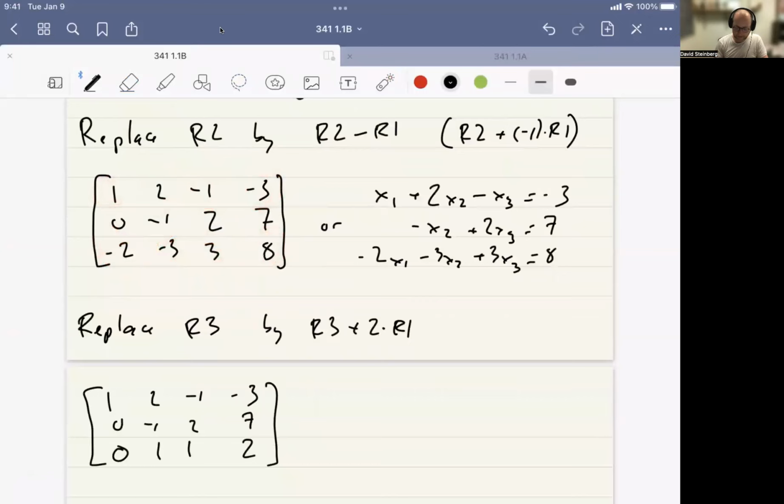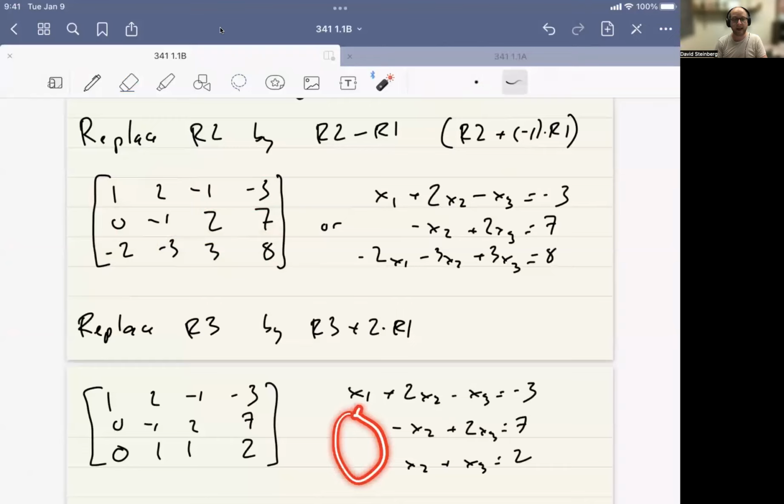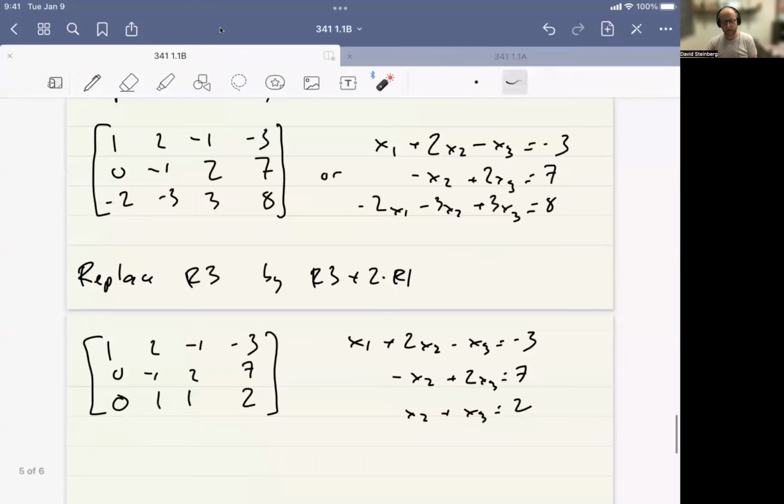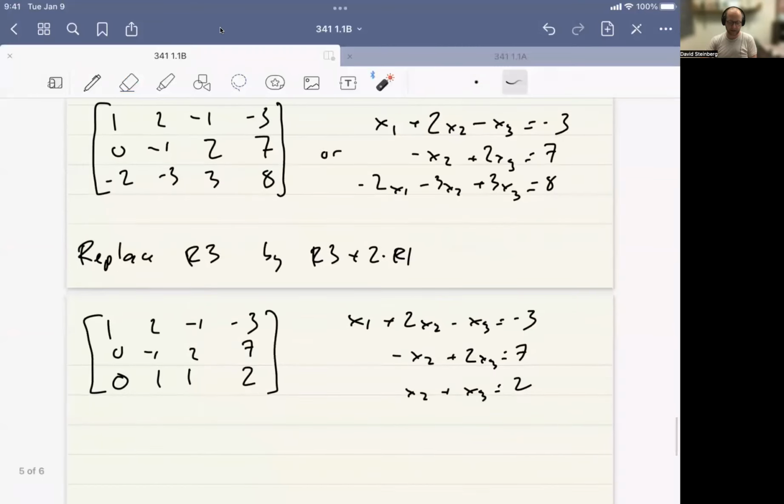Okay, or if you like, the corresponding linear system is x1 plus 2x2 minus x3 is -3. Now we've got minus x2 plus 2x3 is 7. Here we've got x2 plus x3 is 2. And notice that we've succeeded in eliminating every other instance of x1. So this is always what we're headed towards. We want one appearance of each variable, and that'll eventually give us a whole solution.